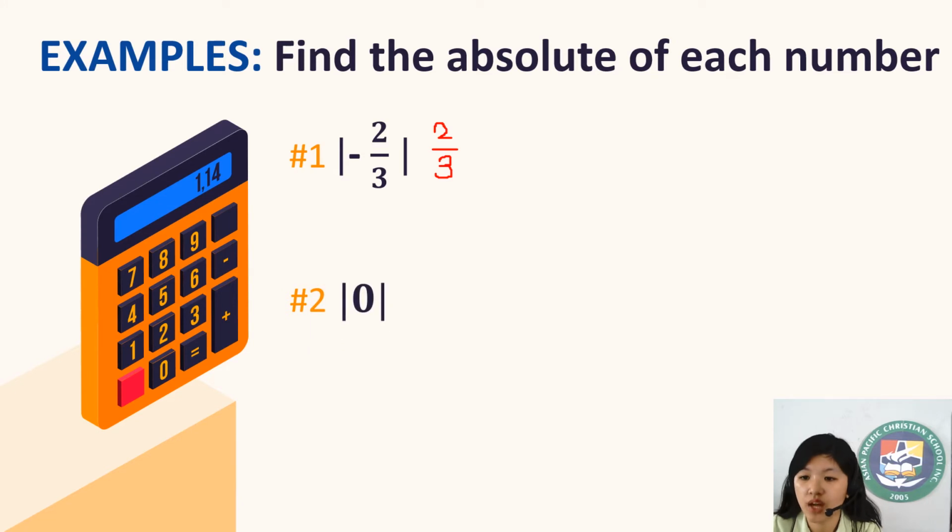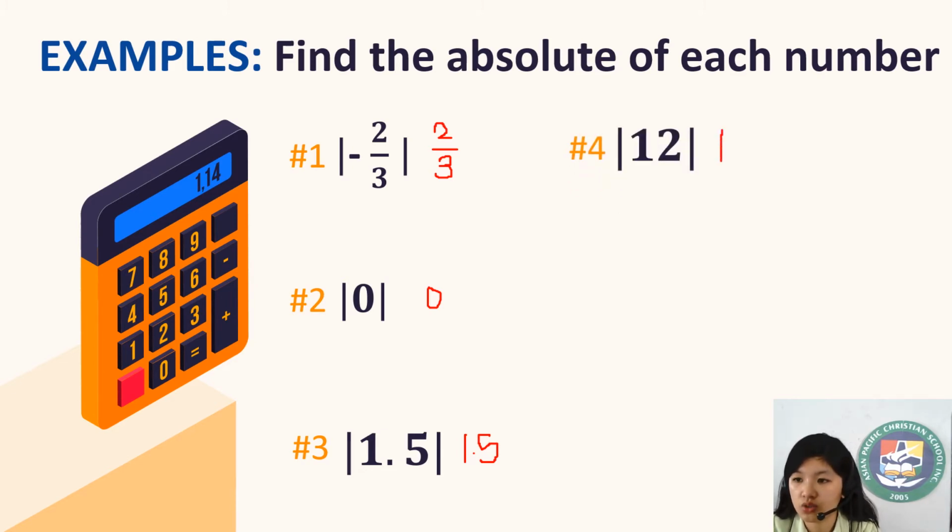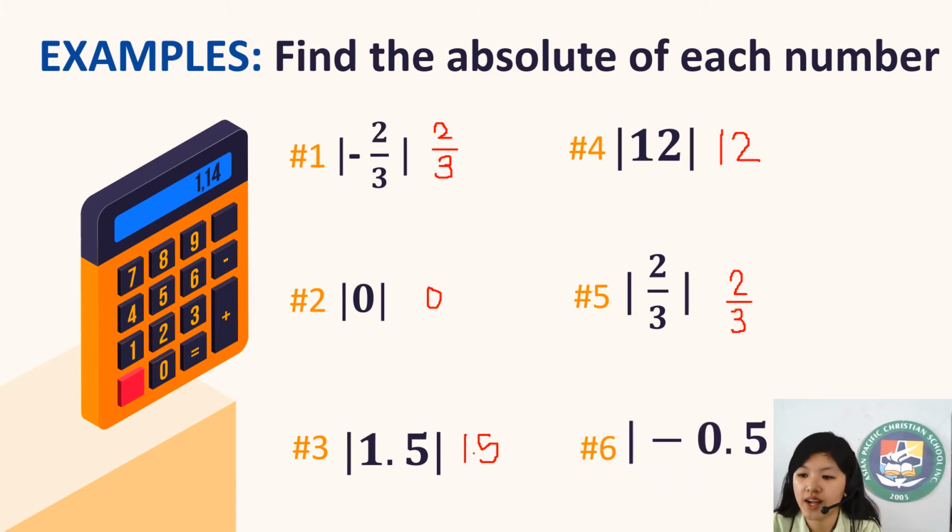Next, we have example number 2, the absolute value of 0 is 0. And absolute value of 1.5 is also 1.5. And absolute value of 12 is also 12. Absolute value of 2/3, so same as the example number 1. So we have also 2/3. And the absolute value of negative 0.5. So natakpan lang yung ating isang bar. So, we have 0.5. So, ganun lang kadali kumuha ng absolute value of a number.